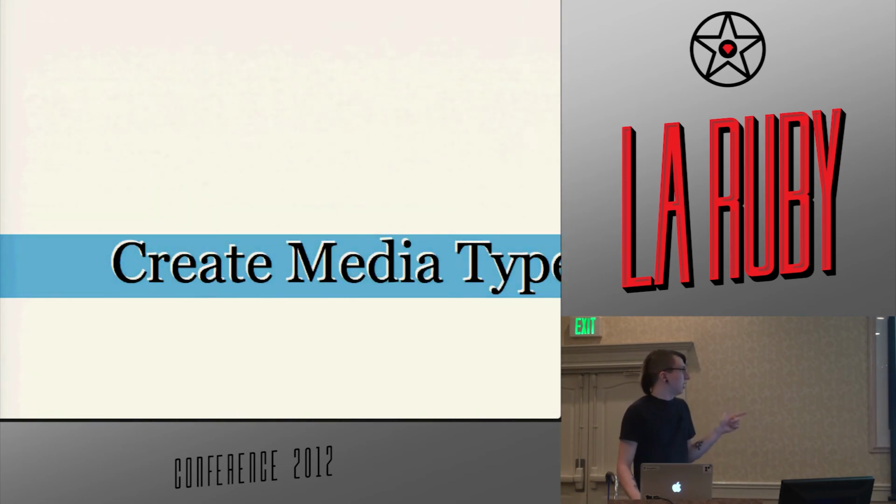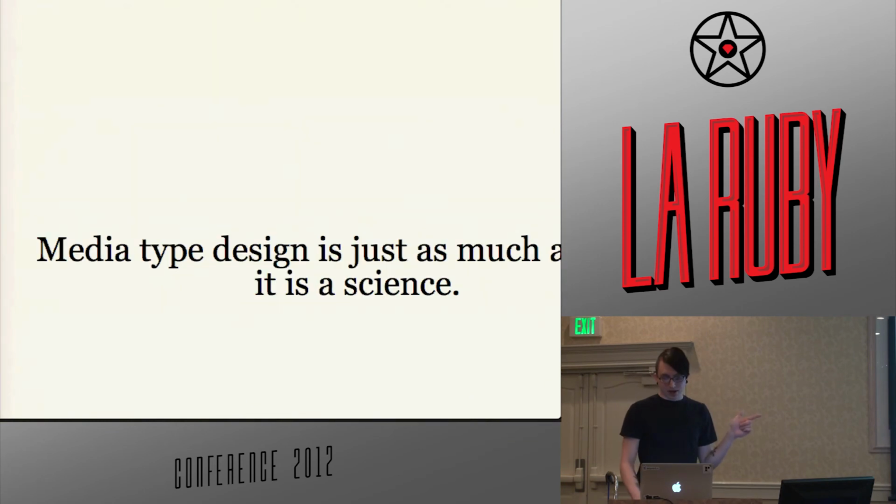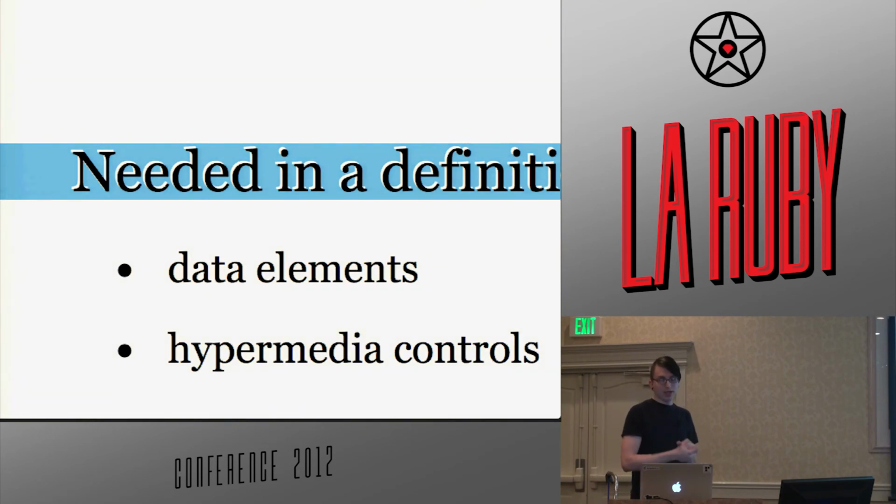All right. So we'll create this media type. Media type design is just as much of an art as it is a science. There's lots of fussing, and I could literally give a whole two-hour talk on how to design media types. So I'm going to blow through this just like everything else. This talk is very high level for a reason. But basically, we need to define our data elements, and we need to define our Hypermedia controls, which are things like links and forms that show you how to interact, follow links, template stuff. And the data elements are all the data that gets returned, right?